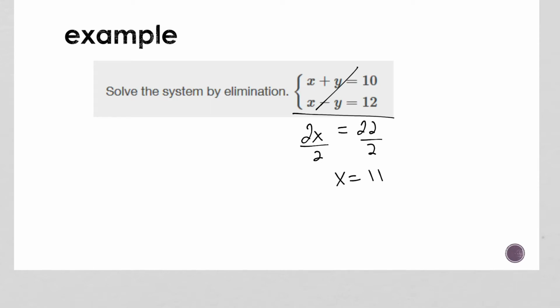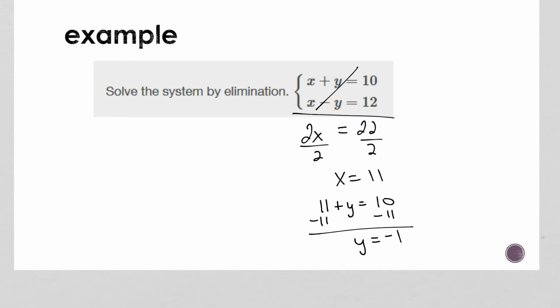Now we need to find our y. So you can substitute this x in right there or right there. I don't really care. You should get the same answer either way. I like the top one because I like dealing with positive numbers. If I can do that, I will. All right, so I'm going to substitute 11 in for x. Subtract 11 from both sides. Y is equal to -1.